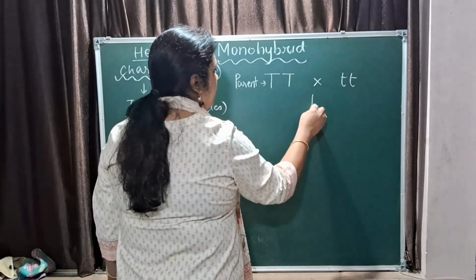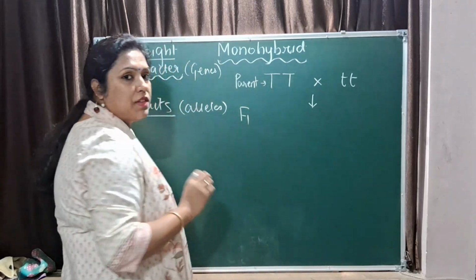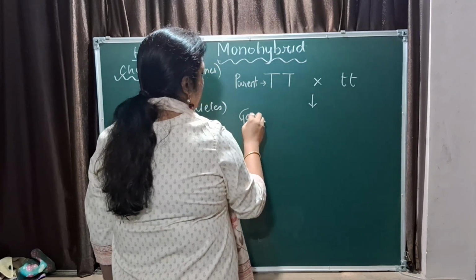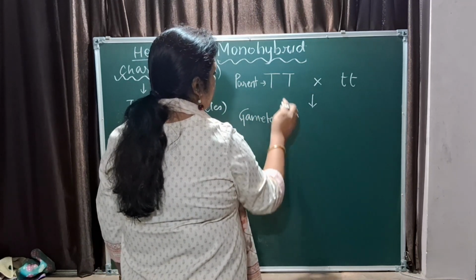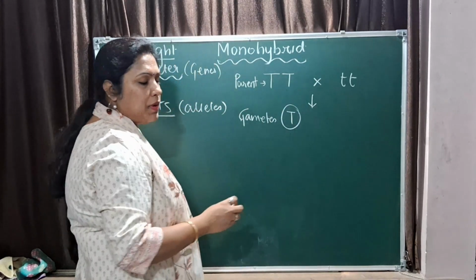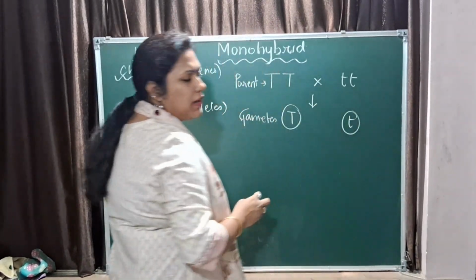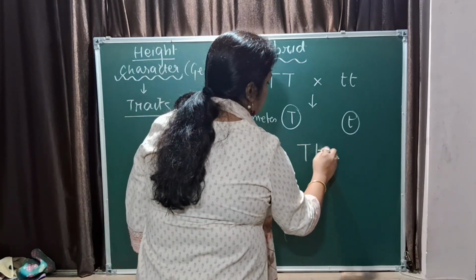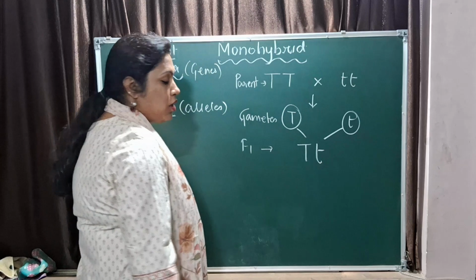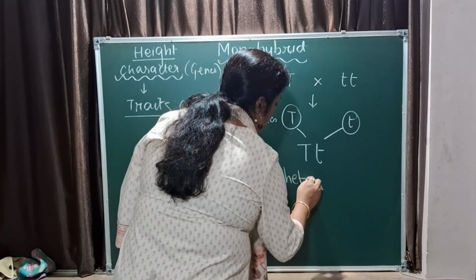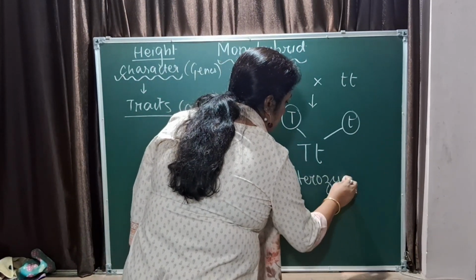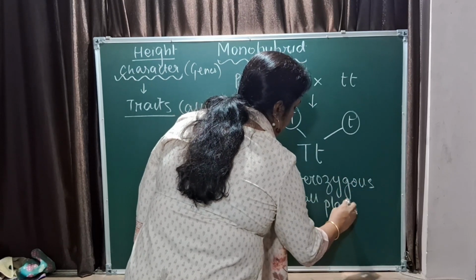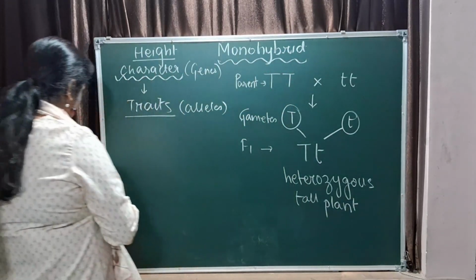So, this will give rise to the first generation, that is F1, the first filial generation. Before that, you need to form the gametes. In this case, the gamete formed by a homozygous tall plant will be only one kind, that is capital T, and here it will be only of one kind, that is small t. So, the F1 generation will be capital T, small t. Is this correct? So, this is a heterozygous tall plant.